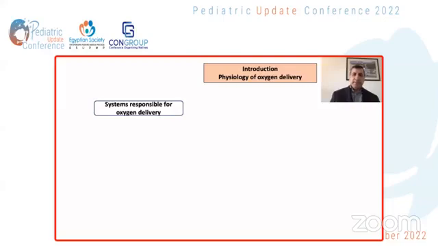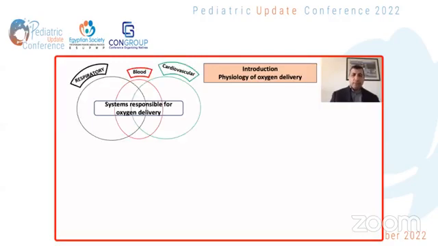Before we start, let us discuss briefly the physiology of oxygen delivery. As you know, the main goal of the cardiovascular system is to maintain normal blood flow, and normal blood flow is needed to maintain normal delivery of oxygen at the tissue level. But we need 3 systems to maintain normal oxygen delivery: the respiratory system to maintain normal oxygen saturation, a normal blood content of hemoglobin to maintain normal hemoglobin carrying capacity of oxygen, and then the cardiovascular system, which is responsible for maintaining normal blood flow or cardiac output.